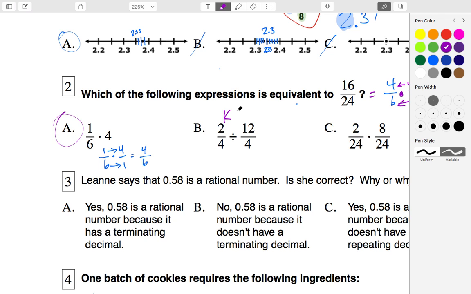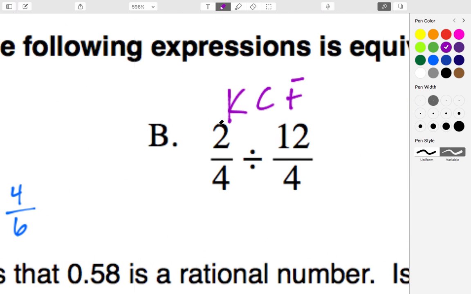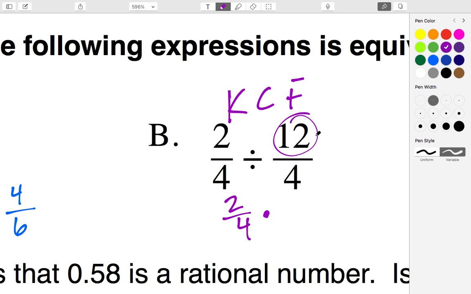This you have to remember to keep, change, flip. Keep, change, flip. So this will be 2 over 4 times, and then 12 over 4 would flip. So what that means is this goes below and this goes above. So this becomes 4 over 12. So keep, change, flip.